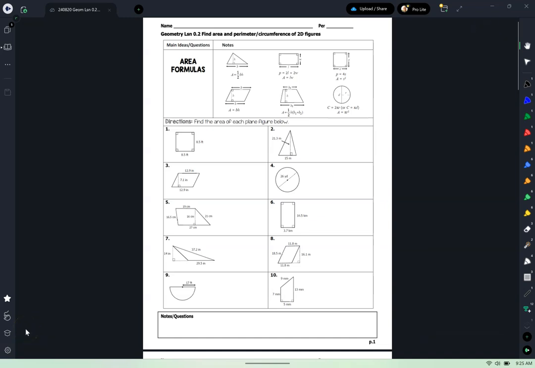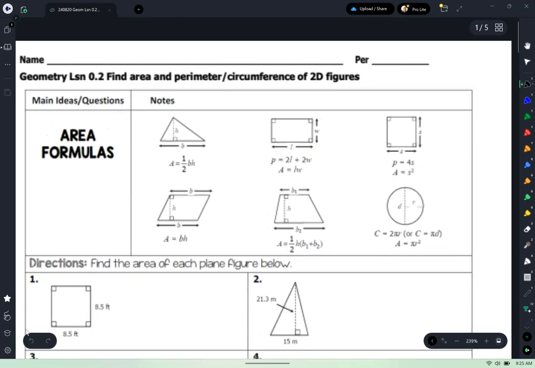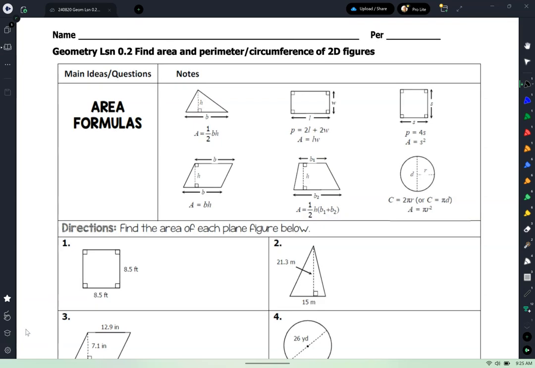Okay, here we go. Ready? So like I mentioned, we're going to be taking a look at sort of a review of our two-dimensional geometry. All right, here's what I want you to do first off.